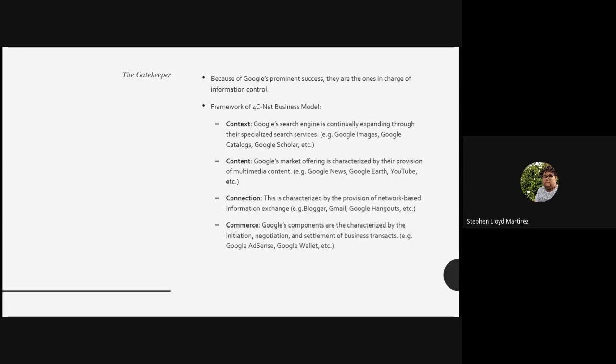Something that's not mentioned in this slide are products that can be both content and connection. Some Google services can also be assigned to different business models. Picasa can be both connection, because it allows the exchange of pictures, and content, because it is made available worldwide. Google is also active outside of the framework. Google developed information technologies: Android, Google Glass, Google Home, etc. These don't fall under the 4C business models.